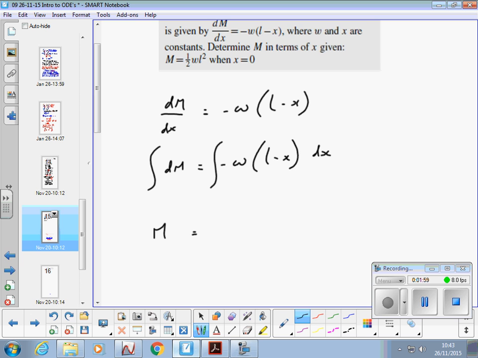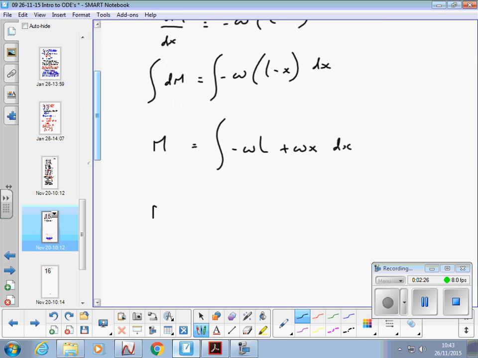And let's play around with the right hand side to try and make it a bit more integrable, if that's a word. So what I'm going to do is multiply out the brackets, minus w times L, minus w times minus x is plus wx dx. So just got to be a bit careful with signs there. So then I'll be tempted to write the wx first, minus the wL. I always write the positives first if I can in these things.